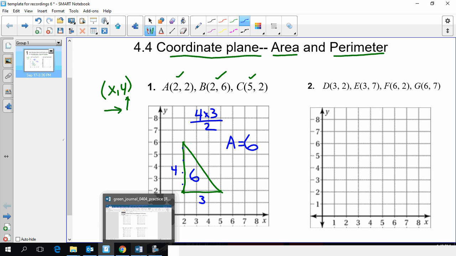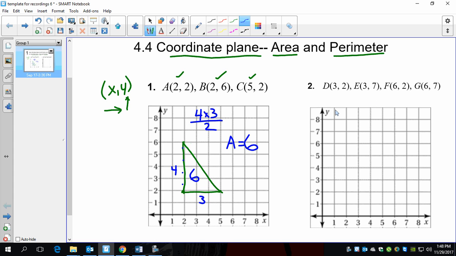For number 2 in your record and practice journal on the coordinate plane, it's going to be a rectangle or a square depending on what our dots give us. But again, remember we've got to have x first, then y. So over 3 up 2. Put a dot. Over 3 up 7, put a dot.